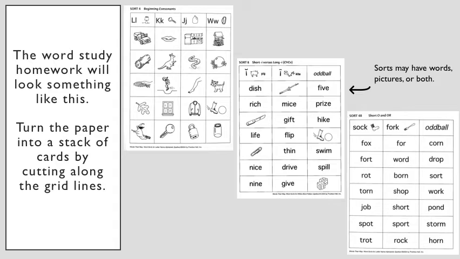The pictures shown on this slide will give you an idea of what the word study homework will look like when it comes home in your child's take-home folder. Some of these papers have pictures, some have words, and some have a combination of both. It just depends on what particular word study activities your child is working on at the time. When this paper comes home, your child's job is to turn the paper into a stack of cards by just cutting along the grid lines. And then you're ready to go for the next step. We will talk about what to do with these word sorts in the following slides.